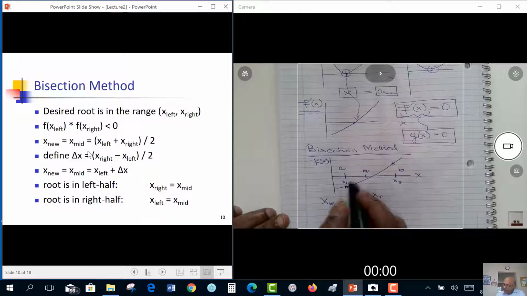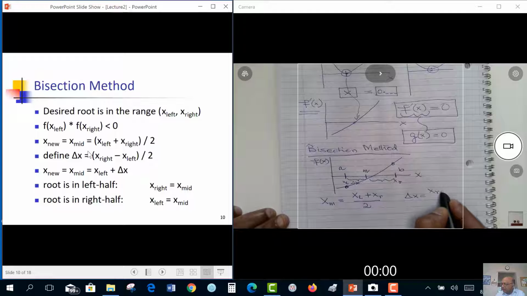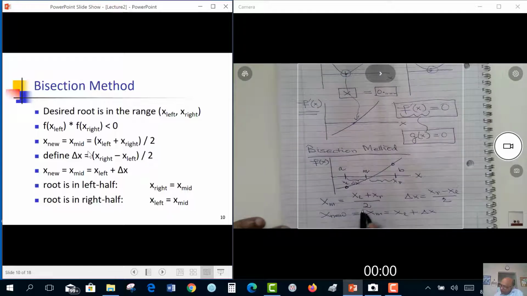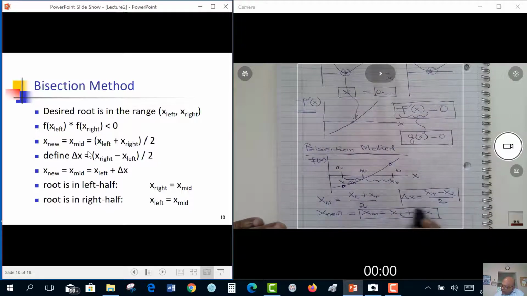So we define delta x, which is basically either of these. We define our delta x to be x right minus x left over 2. That's half the bracket length. And now we can define our new value, which is our middle value, as x left plus this delta x. So we have a way to calculate xm in a different way. We prefer this two-step way because in our iterative method, we said we want to first calculate delta x and then modify the new value.